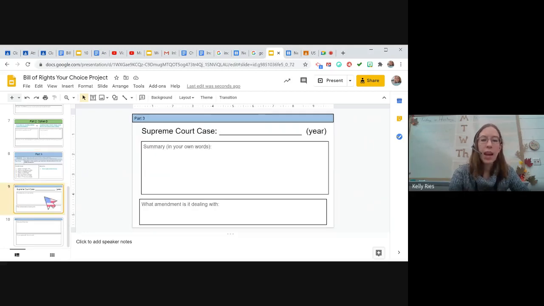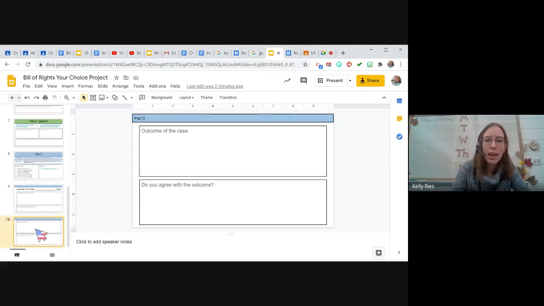Then on the next slide, you're going to put up at the top the name of the Supreme Court case and the year that it happened. Then you're going to put a summary, and it needs to be in your own words, of that Supreme Court case. So who was it dealing with? What were they arguing in the courts? What were the opposing sides? Be as detailed as you can in your summary. And then what is the amendment dealing with? So what number was it, 1 through 10, which one was it? And what does that amendment deal with? Be a little descriptive with that.